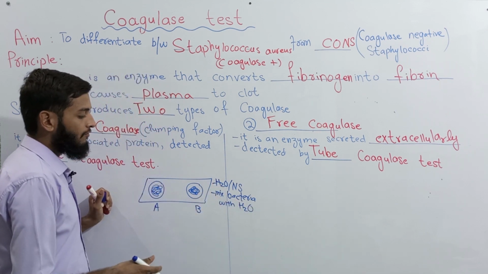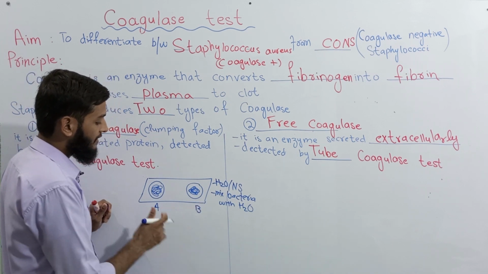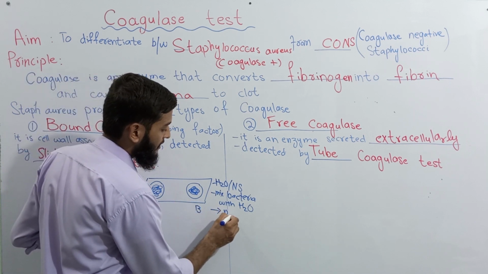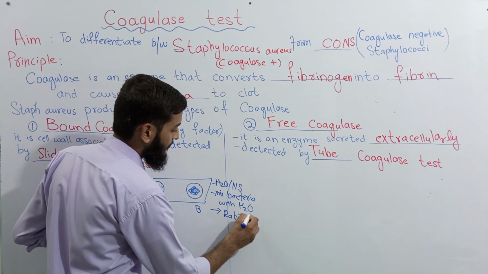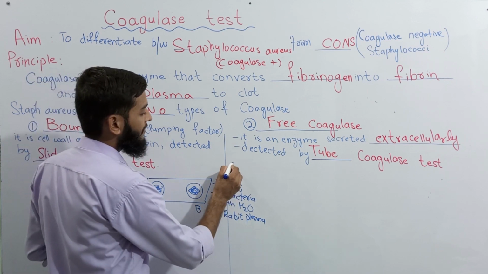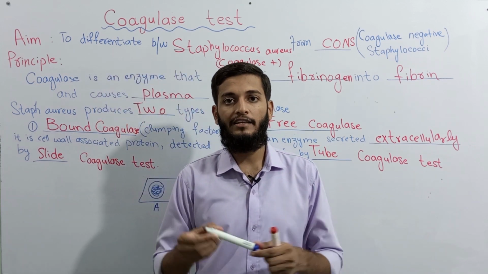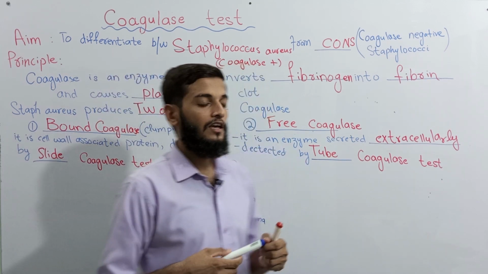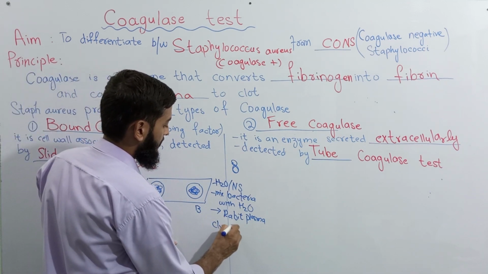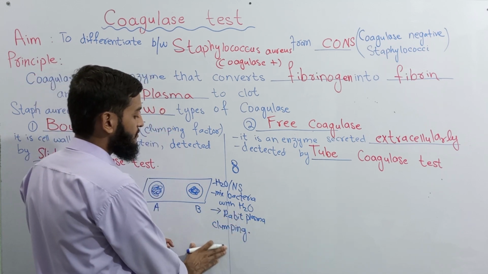In the third step, we will add rabbit plasma to one of these circles. For example, here in B we are adding rabbit plasma. Then we will rock the slide in a figure 8 like motion. For example, this is the slide, we will rotate it this way for 10 seconds. Within the 10 seconds, we will look for clumping. Any degree of clumping will be declared as positive.